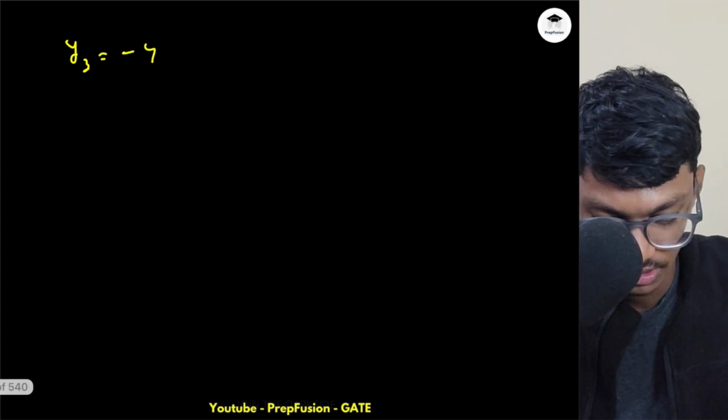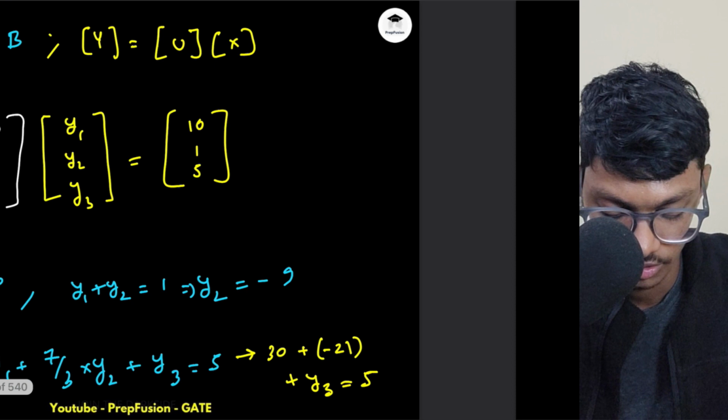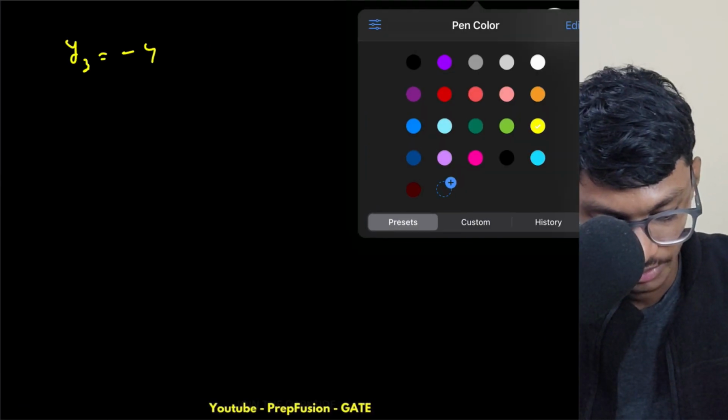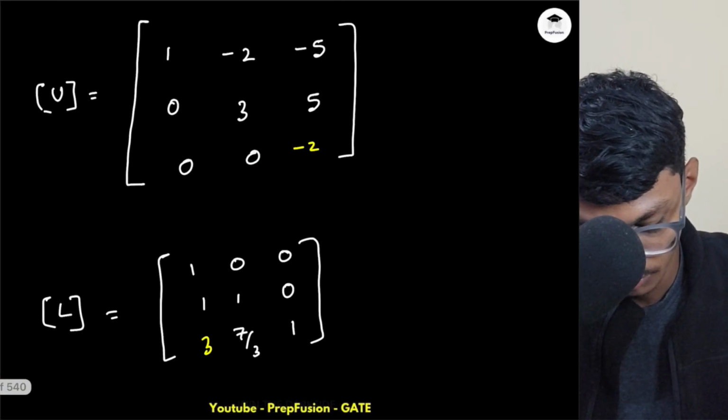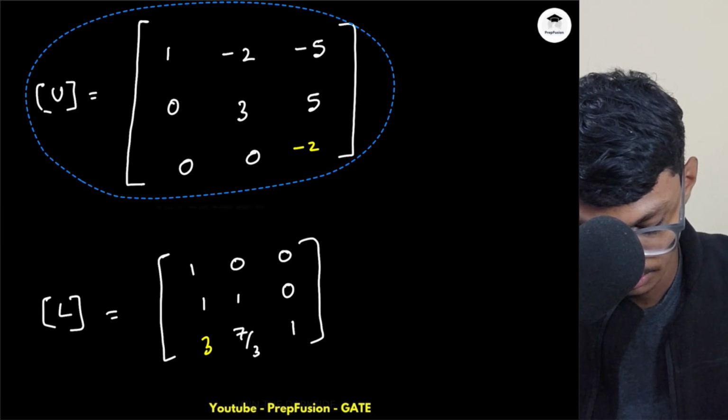Now basically what is this? Y equals to Ux, so we will write that, right? So basically what is my U is this, right? So copy this.